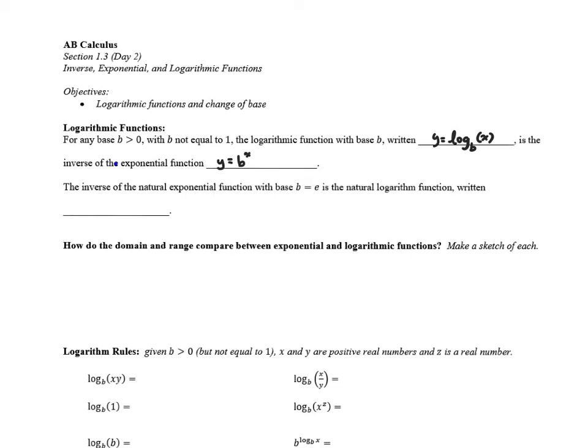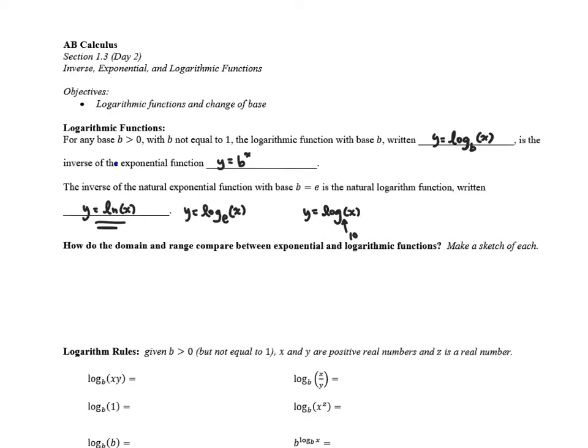The inverse of the natural exponential function with base b equals e is the natural logarithmic function. For that logarithm, we don't write the actual base e like log base e of x. We use this notation here, the natural logarithm of x. It's just base e specific. Another specific logarithm you'll see without a base is log x. This is the common log, which is base 10. So it's as if that were base 10.